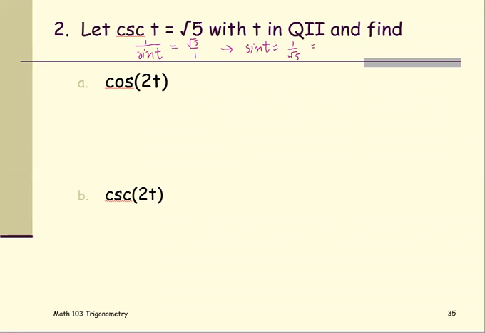Use the definition of the sine function in terms of x, y, and r. The sine function is y divided by r. That tells us y equals 1, r equals square root 5. The angle t is located in quadrant 2, as shown in the right triangle diagram.